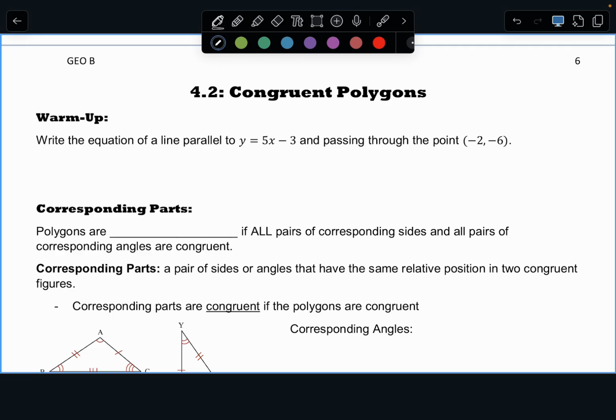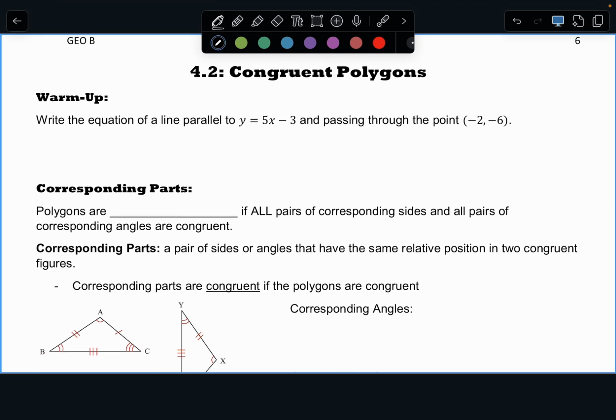Okay? Today, we're talking about section 4.2. There'll be big ideas homework.